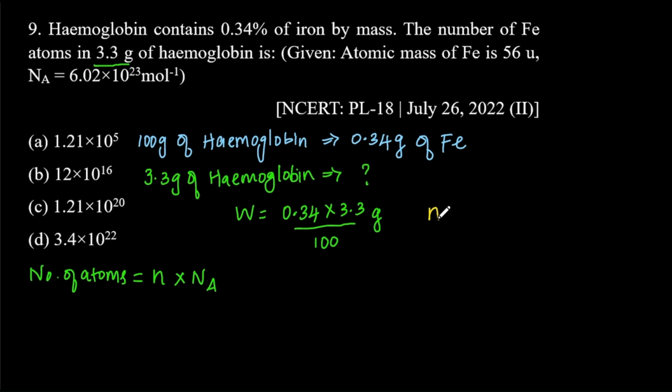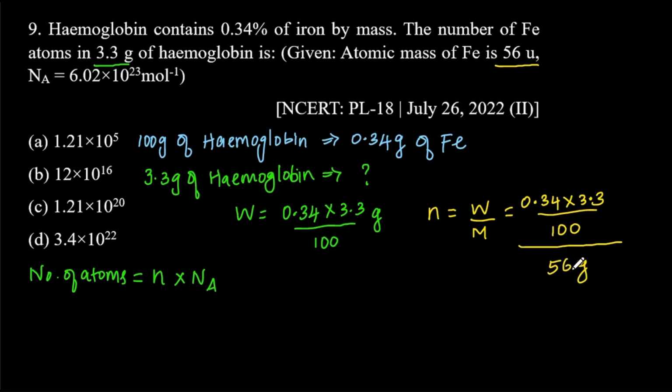So we know the formula of number of moles. Number of moles equals given mass by molar mass. So the given mass is 0.34 into 3.3 whole divided by 100. Now the molar mass of iron is given as 56 u. So this is the atomic mass. Now we can find the molar mass, that is 56 gram. So this is the number of moles of Fe atom. If we rearrange this, we will get in the numerator 0.34 into 3.3 whole divided by 100, and this 56 will go to the denominator. So here you will get the answer as 0.0002 moles.